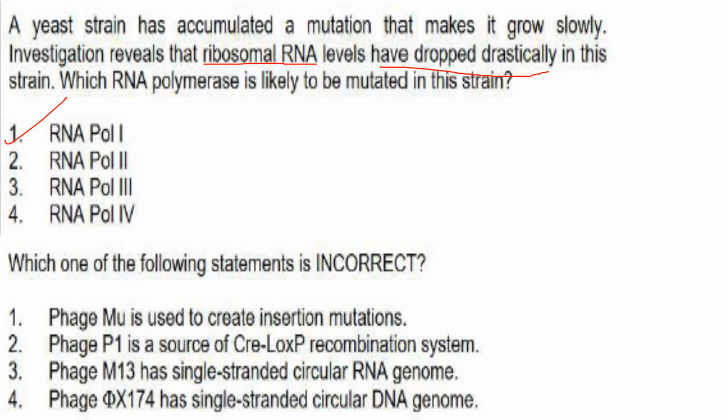Which of the following statements is incorrect? Phage Mu is used to create insertion mutations. That is correct. Phage P1 is the source of the Cre-LoxP recombination system. That is also correct. Phage 3 has a single-stranded circular RNA genome. Not RNA, it is a DNA genome. So 3 is the incorrect statement. The other one is also correct.